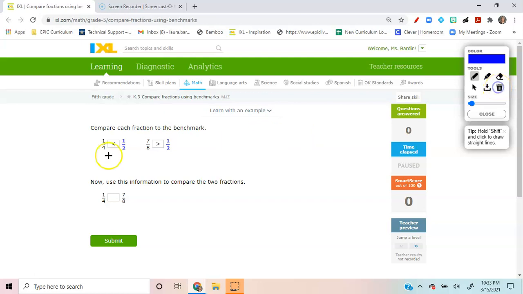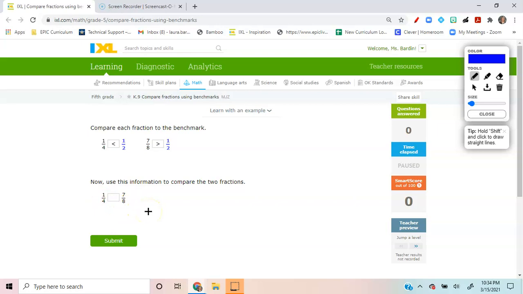Okay, so now let's go ahead and continue down here. So I know that 1/2 is bigger than 1/4, and I know that 7/8 is bigger than 1/2. So now use that information to compare these two fractions. 1/4 is what to 7/8? If you can answer those questions by doing the cross multiplication, we can also do this on the bottom.